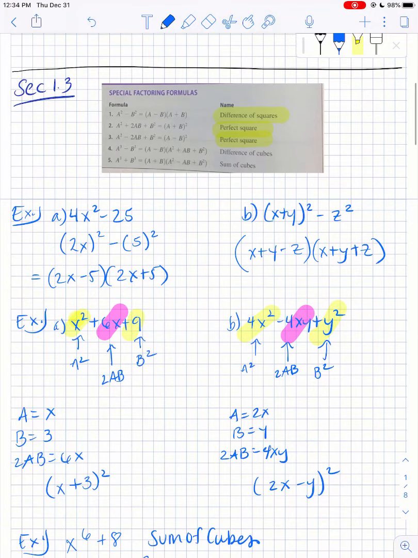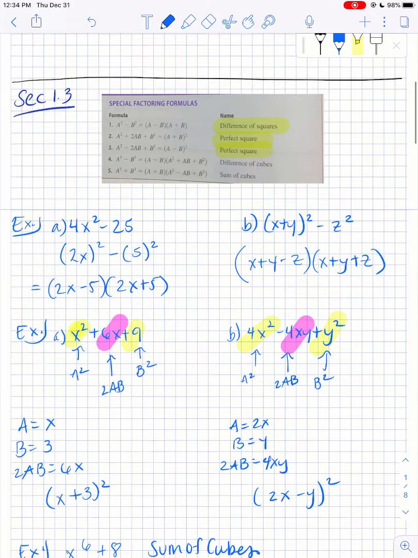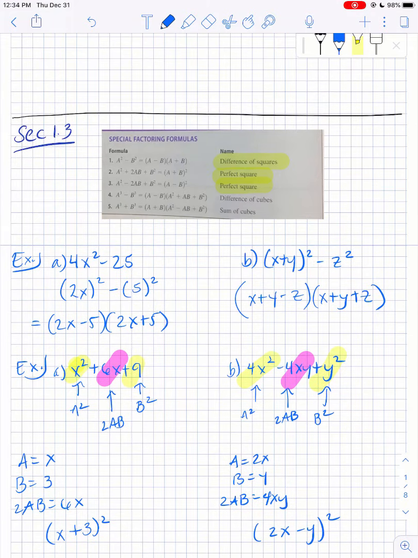So these first two examples are for difference of squares. So we have 4x squared minus 25. So we can see that it follows our form because 4x squared is really 2x squared, because 2 squared is 4. So we could pull that squared out. And then 25 is really 5 squared. So we see we have the form.